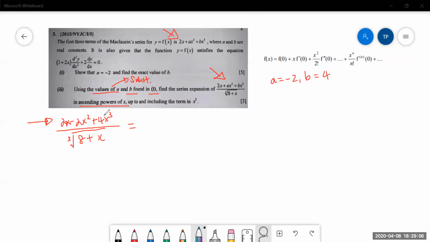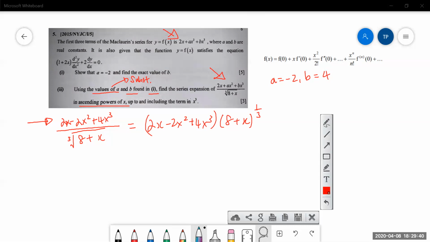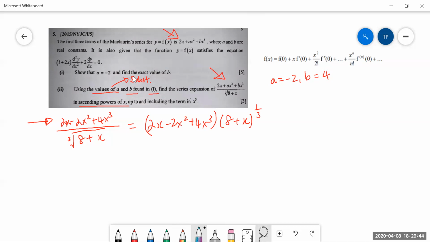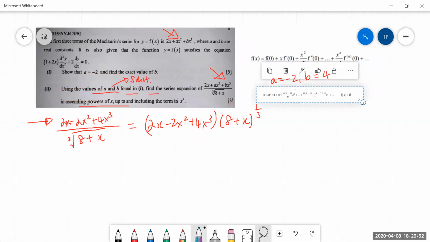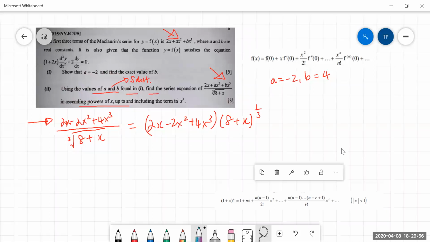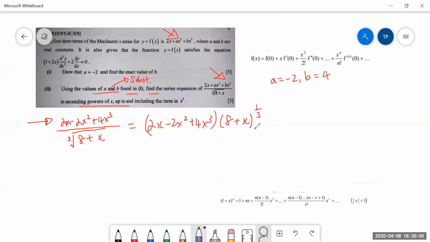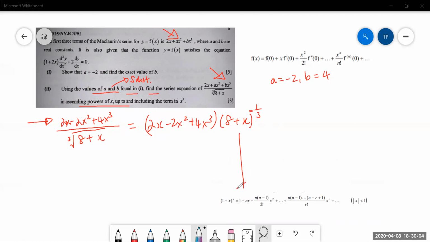So after we substitute it in, from here, what we want to do is bring up the cube root, which should give us 8 plus x to the power of 1/3. Wait, is it negative 1 over 3? For the power? Yes, negative 1/3. It's negative 1/3. Then we want to use our MF26 to expand.